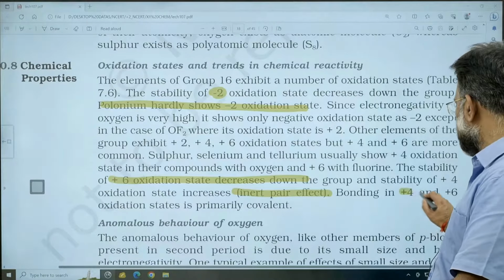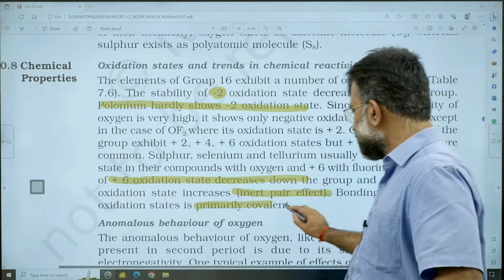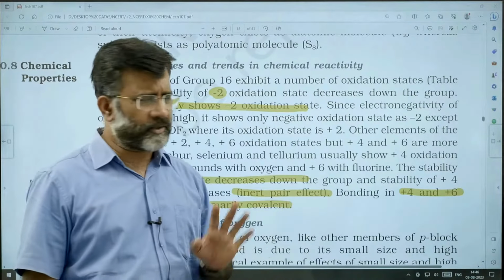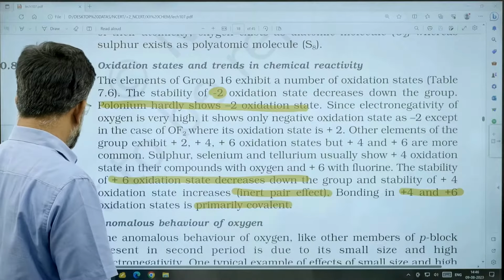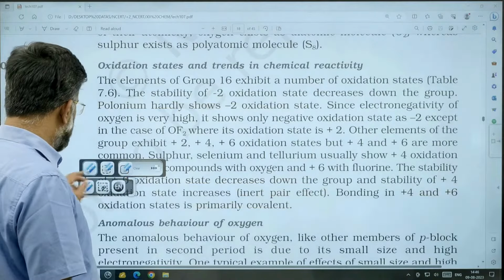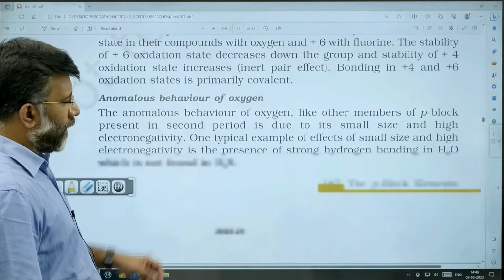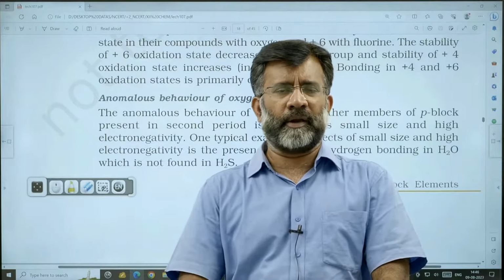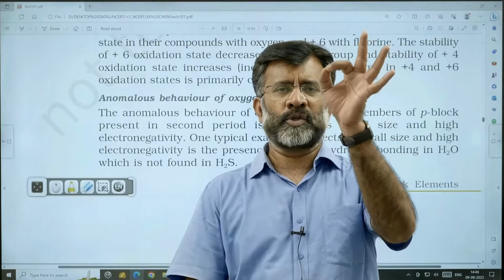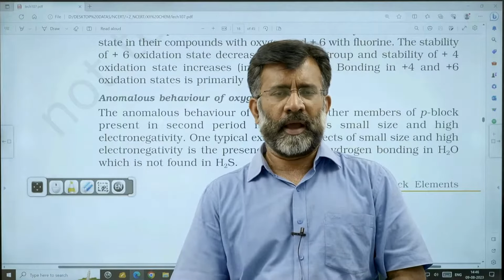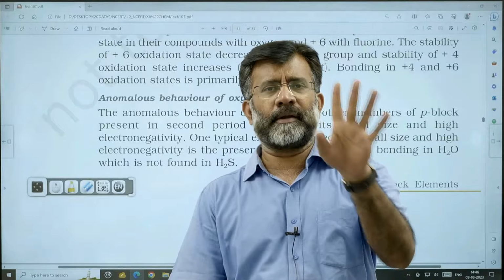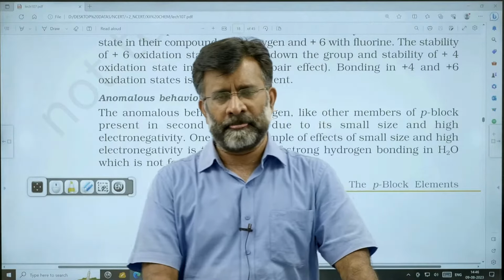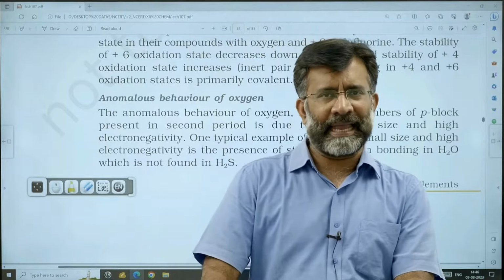The bonding in +4, +6 are basically covalent bonds. All these are general facts only. Now on to anomalous behavior of oxygen. Like every first member, oxygen shows anomalous behavior due to small size and all other properties related to small size, like high ionization enthalpy, high electronegativity, etc.